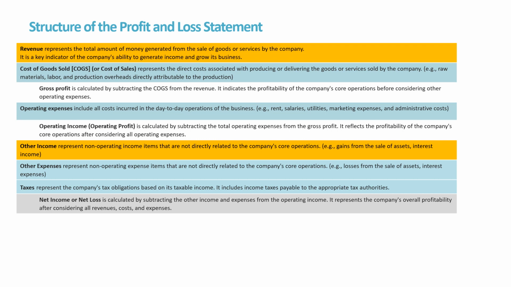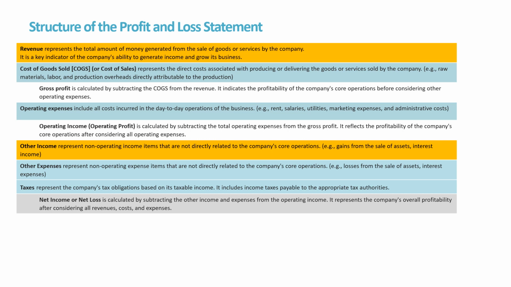Then we encounter other income and other expenses. This represents non-operating income and expense items that are not directly related to the company's core operations. Other income can include gains from the sales of assets or interest income, while other expenses can consist of losses from the sales of assets or interest expenses. These two are usually more related to investment activities and decisions rather than operations.